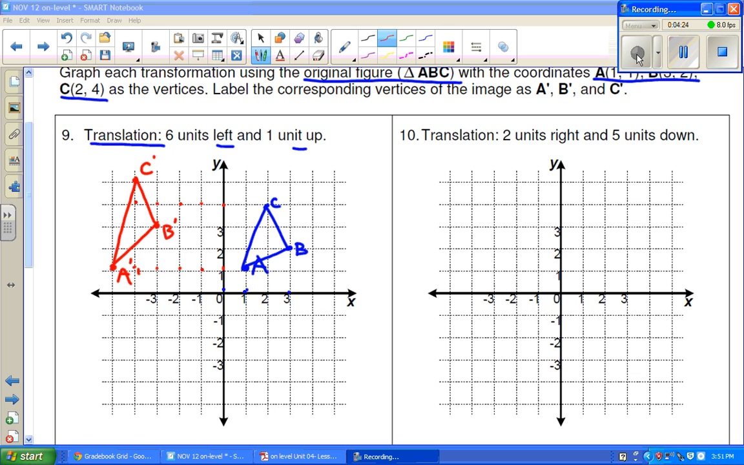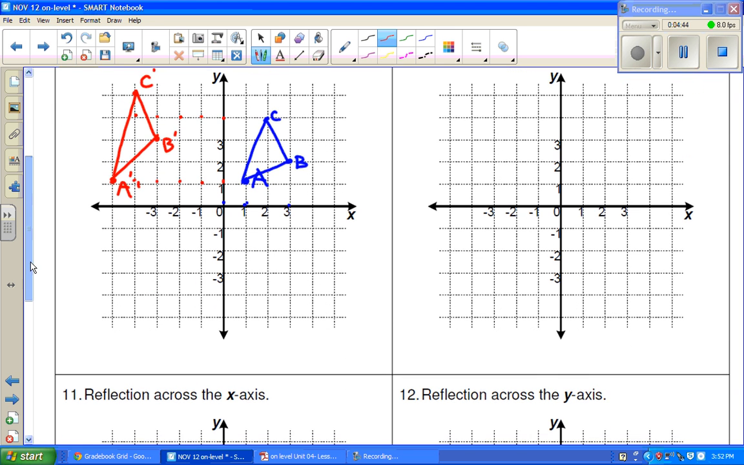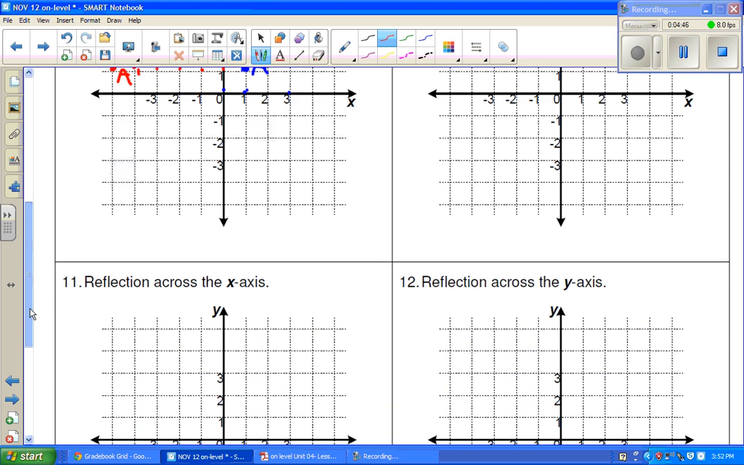Okay, number 10, try on your own. Go ahead and plot A, B, and C first up here. And you're going to do another translation, 2 units to the right and 5 units down. Try to do it on your own and see how you do. Tomorrow in class, you better have it done. That's all I've got to say.